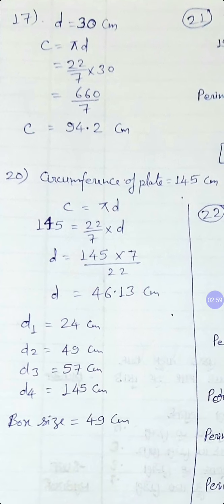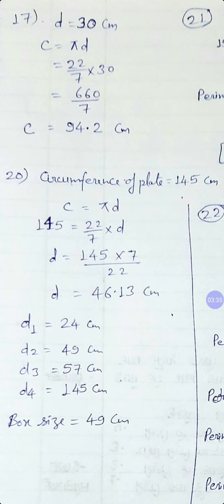Now let's move to next question, that is question number 20. Here a round plate has a circumference of 145 centimeter. Along the diameter 57, 24, 49 centimeter and 145 centimeter, which could be that of the smallest box in which the plate could be placed. Now listen. Here, first of all, the circumference of the plate has been given, that is, in the question it is written 145 centimeter.